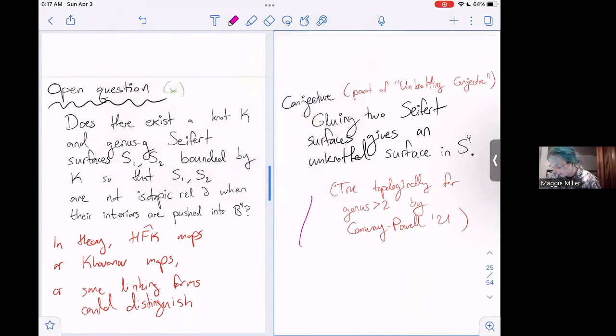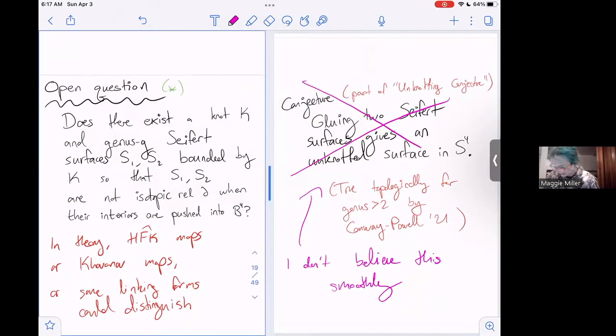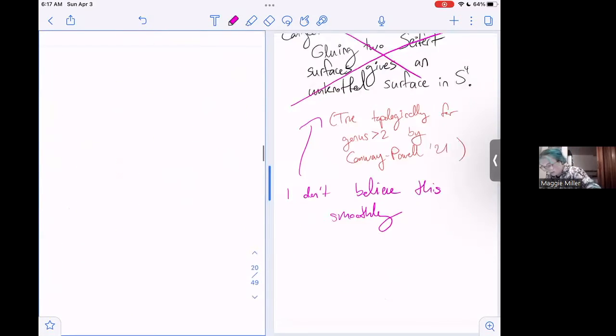which means that a no to this question is consistent with the conjecture. But so let's see. I don't believe this, or at least not smoothly. Maybe it's true topologically, but I don't care about that. And I think that the answer to this is yes, at least smoothly. Okay, so I guess I'm on record for that.